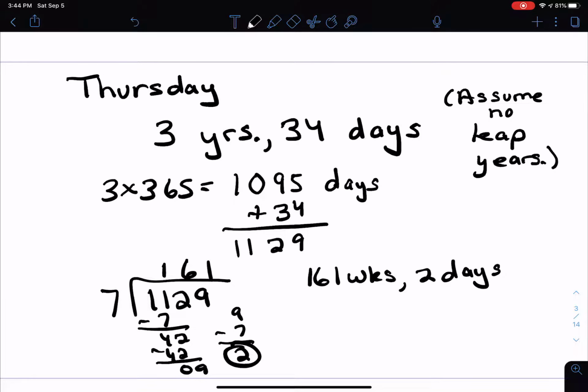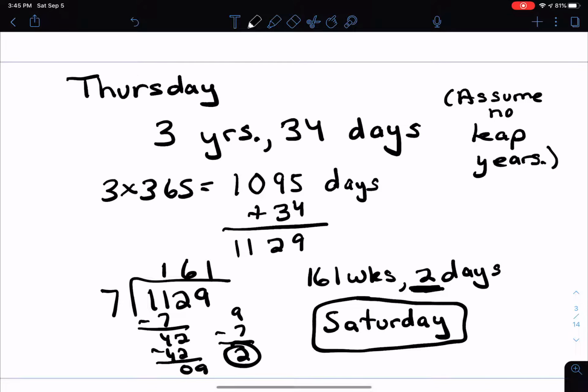So we just have to look at 2 days past Thursday. You can just count on your fingers. If it's already Thursday, 2 days later, it'll be Saturday. And there you have it. So that's a real world type example of what's going on with modular arithmetic and looking at those remainders.